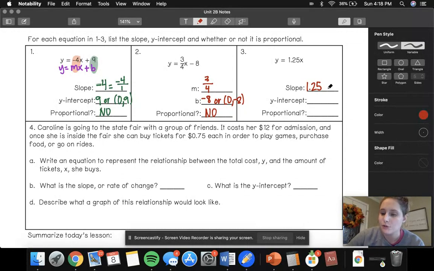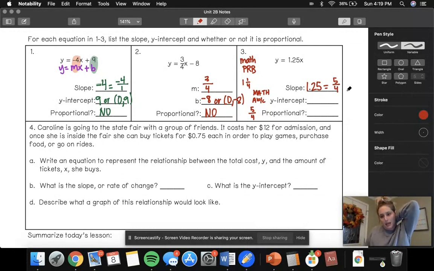If you type in 1.25 and hit enter, and then hit math, PRB, it'll convert it to a fraction first, and that would be 1 1/4. Then if you like converting it into mixed numbers or an improper fraction, you can, or you can hit math, ABC, and it will convert it to 5/4 for you. Both are correct, and we don't really know the context if it's a word problem or just a regular problem, so you could keep it as 1.25. I'm not too picky. Okay.